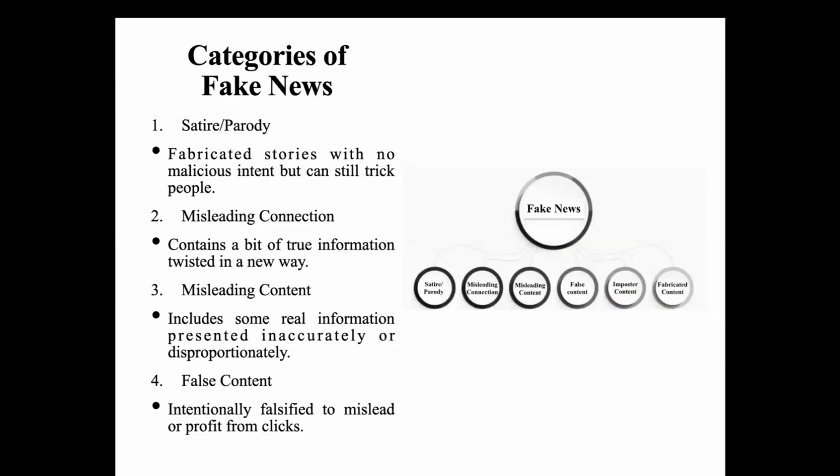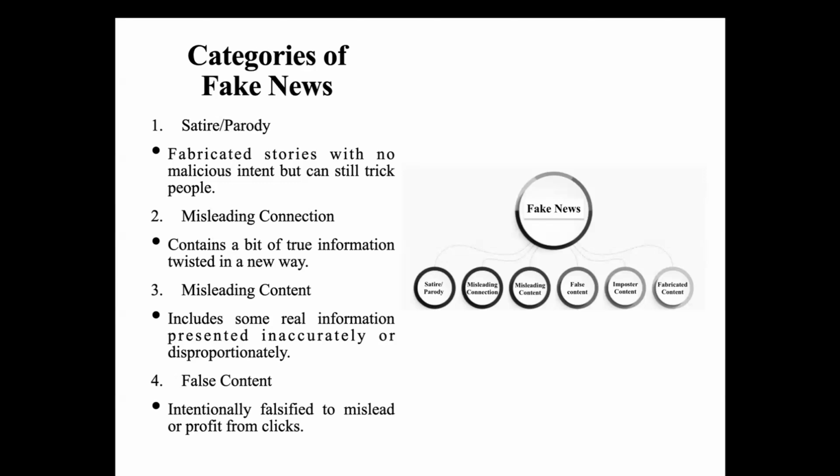Coming to categories of fake news, here I talk about 6 main categories of fake news. The first one is satire or parody, which involves fabricated stories with no malicious intent but can still trick people. The second one is the misleading connection, which contains a bit of true information twisted in a new way.